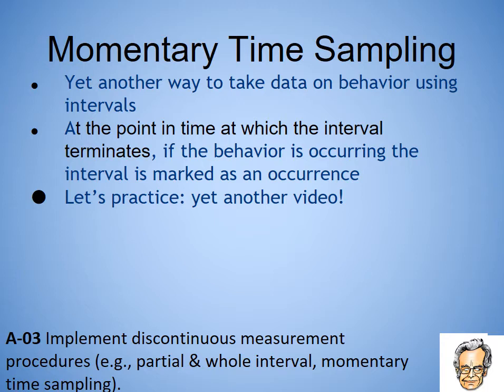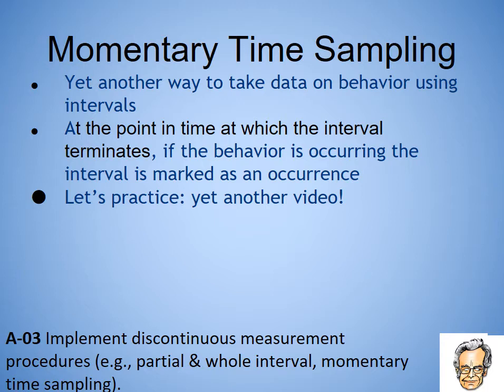Basically, we set a time frame, let's say 10 minutes here, and we'll give the individual a timer, a little buzzer that might go off. At the point at which the interval terminates or ends, when that little buzzer goes off, if the behavior is occurring, the interval is marked as an occurrence. If it is not occurring, we move on to the next interval.